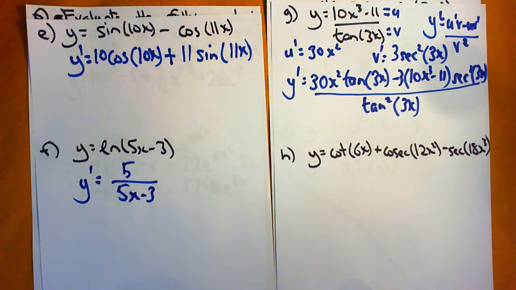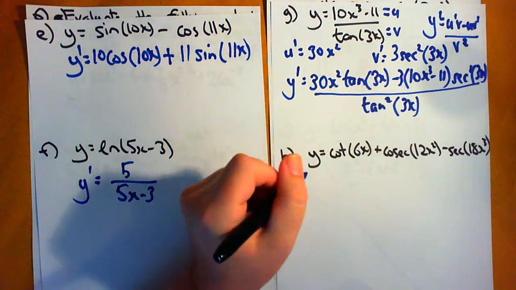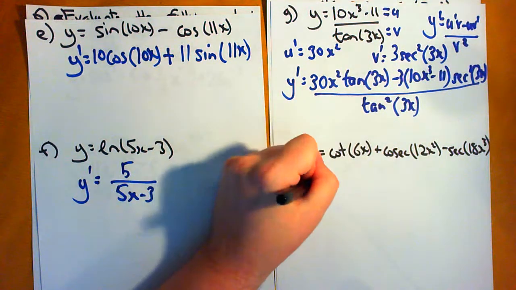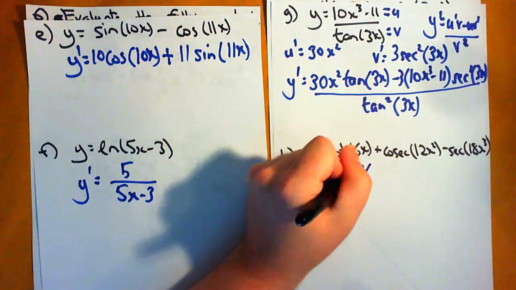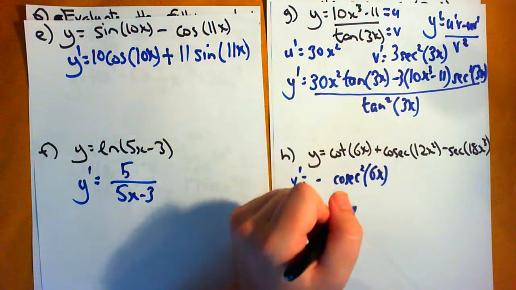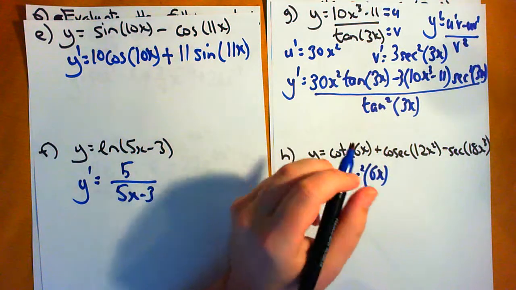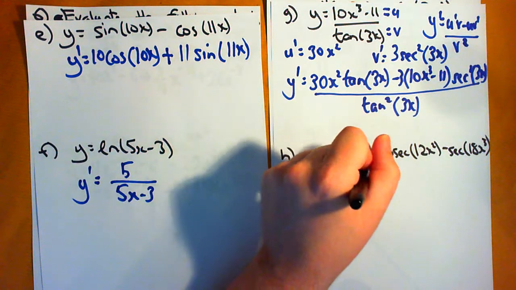Last function to differentiate. So we've got y equals cotangent of 6x. What does cotangent differentiate to? That's minus cosec squared. So we've got minus cosec squared of that same bracket, 6x, multiplied by the derivative of that bracket. 6x differentiates to 6. So we've dealt with the cot 6x so far.